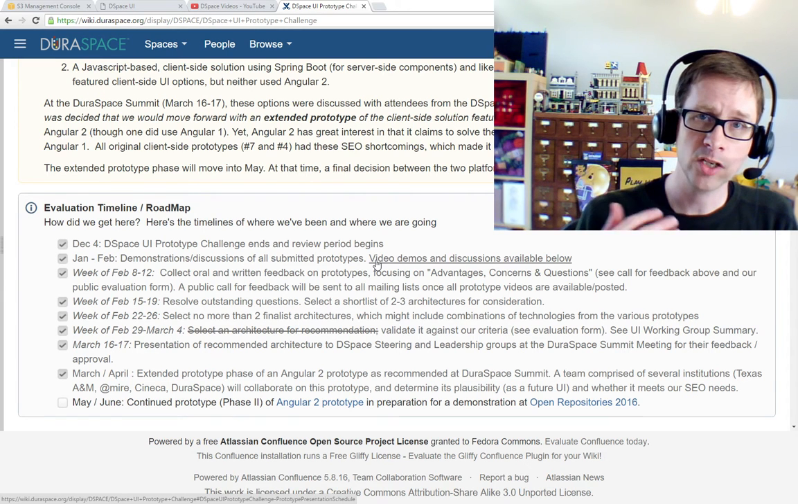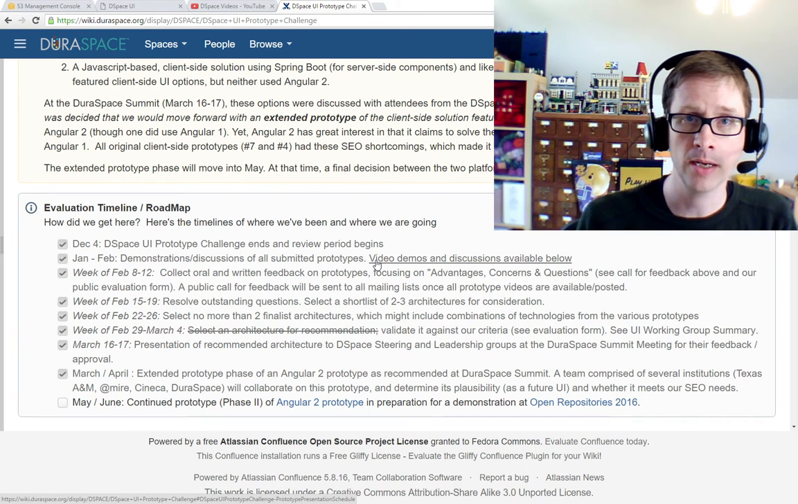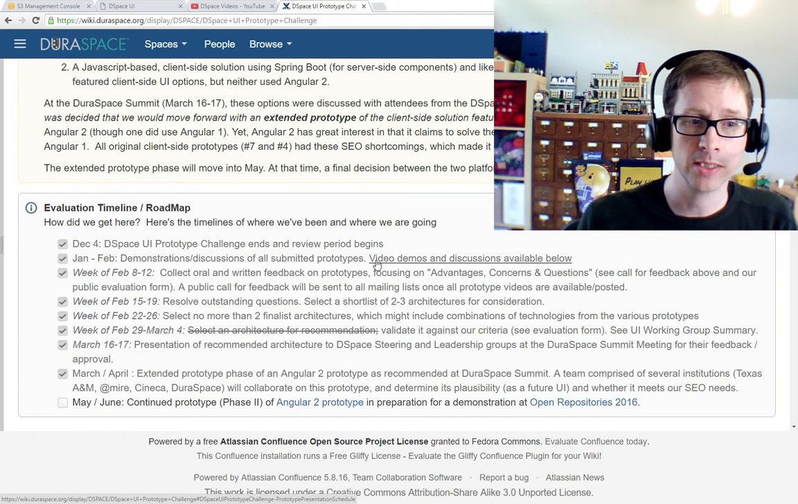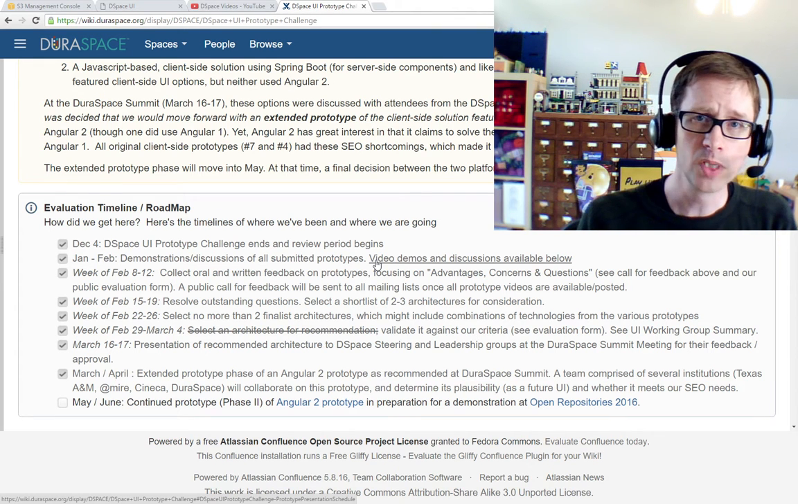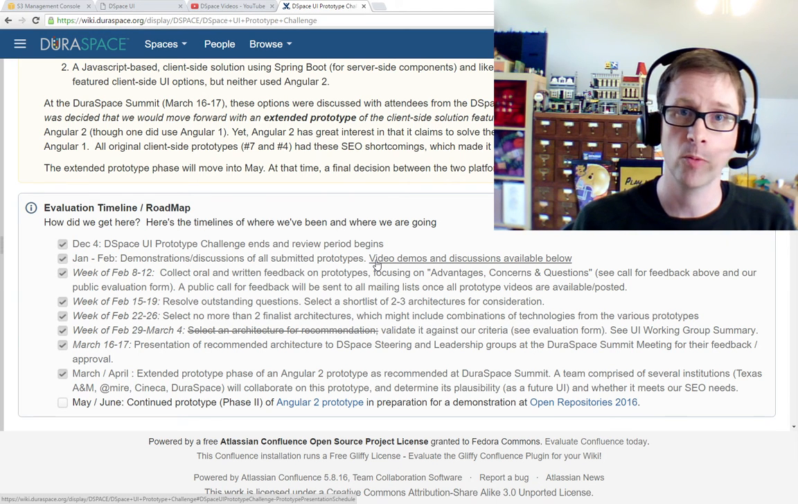So as we saw this coming on the horizon, the steering group and the leadership group at the summit and those others in attendance started to realize that it might be worth going into a secondary prototype, an extended prototype, looking specifically at one of these brand new platforms that was in beta at the time. It's the Angular 2 platform. If you're not familiar with Angular, Angular 1 is actually the most popular of the JavaScript frameworks out there.